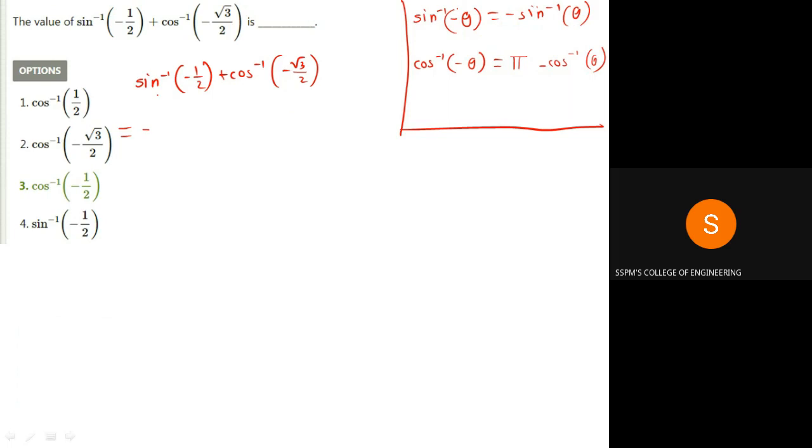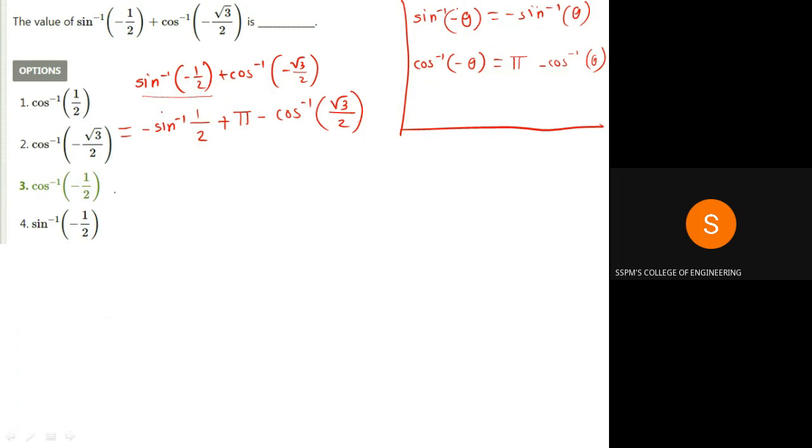So again here, the first term is similar to sine inverse of minus theta. Therefore, it is equal to minus sine inverse of 1 by 2. Minus sine inverse of 1 by 2 plus cos inverse of minus theta, as we have seen here, is pi minus cos inverse of theta. So pi minus cos inverse of root 3 by 2.